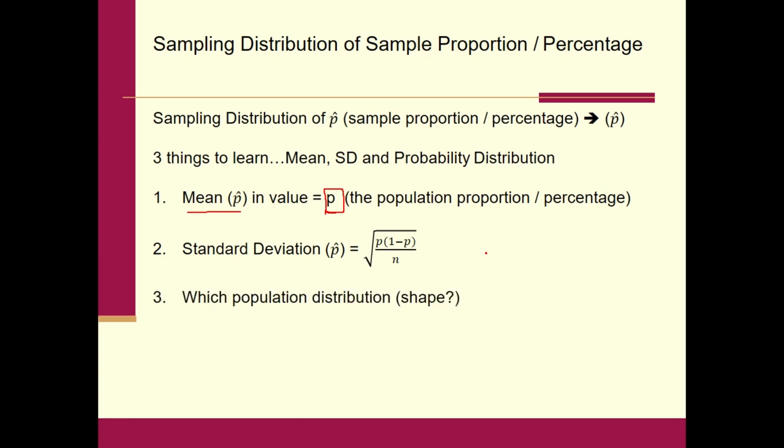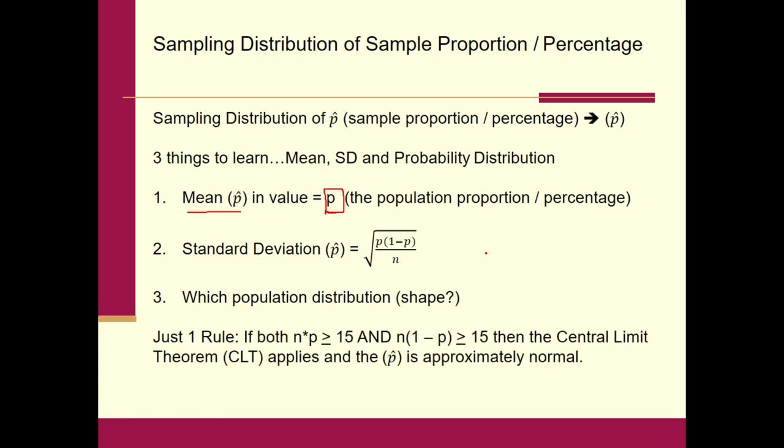And then three, which population distribution does the sampling distribution of p hat take on? There's just one rule here. Remember, there were two rules with regards to the sampling distribution of x bar. Well, here there's just one. The one rule is this: if both n times p is greater than or equal to 15, and n times 1 minus p is greater than or equal to 15, so you need both, then the central limit theorem applies. And what does that mean? It means the sampling distribution of p hat is approximately normal.